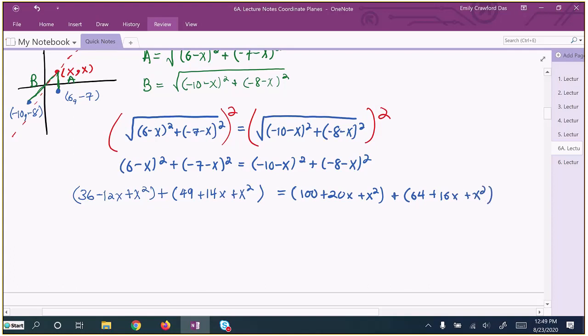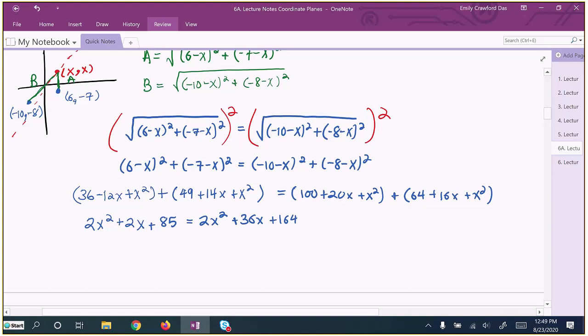Okay, now let's combine like terms. I see on both sides I have x squared plus x squared, so I get to say that's 2x squared. Then I have minus 12x and plus 14x, so let's say that's plus 2x. And 36 plus 49, that's going to be plus 85. On the right side, again, I have x squared plus x squared, so 2x squared. I have 20x plus 16x, so that's plus 36x. And 100 plus 64 is plus 164.